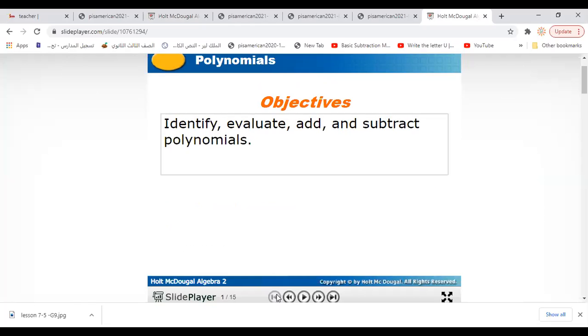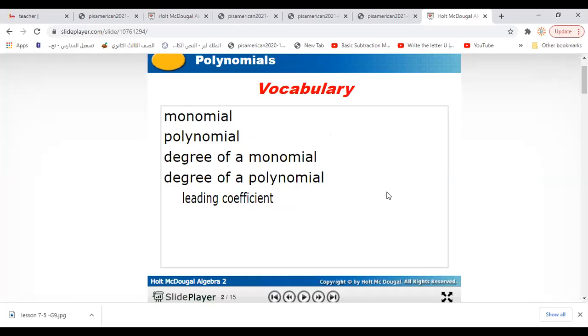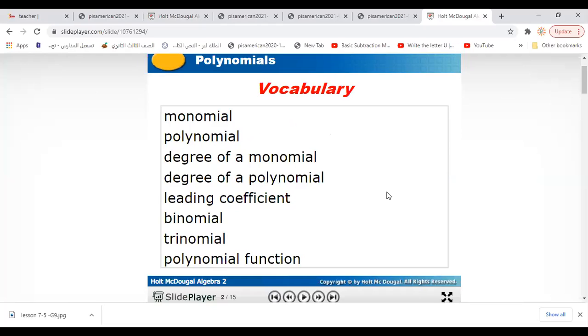Okay, in our lesson today, we are going to identify, evaluate, add, subtract, classify, and graph polynomials. So we have vocabulary we are going to go through today: monomial, polynomial, degree of the monomial, degree of the polynomial, leading coefficient, binomial, trinomial, polynomial function. All of these are vocabulary we are going to deal with today.